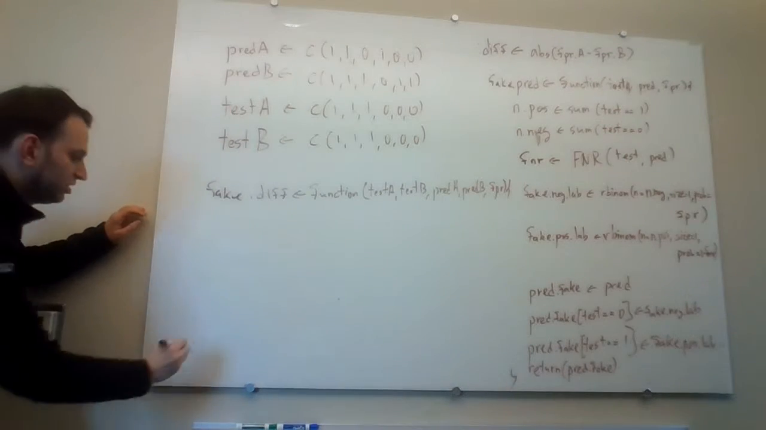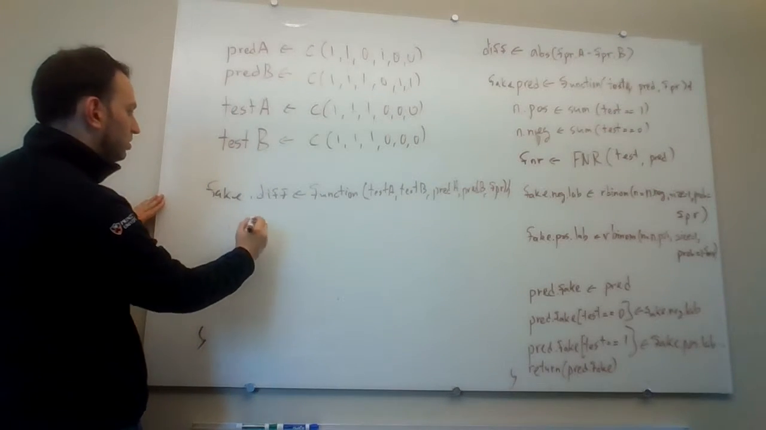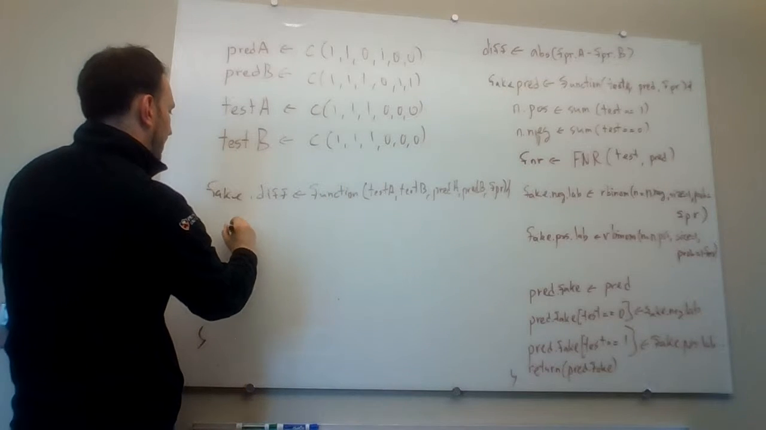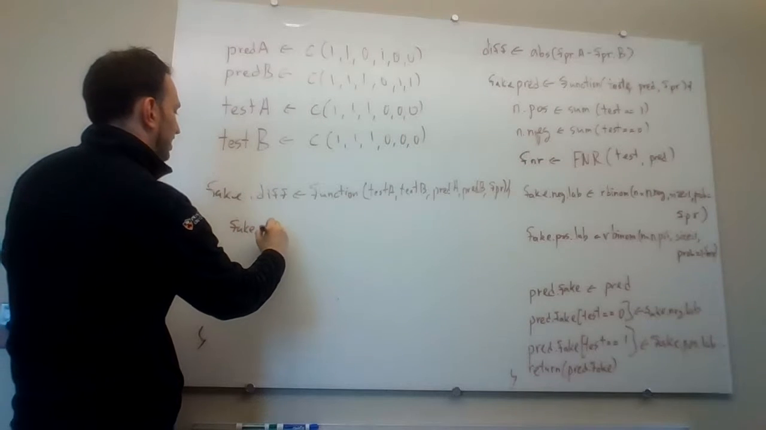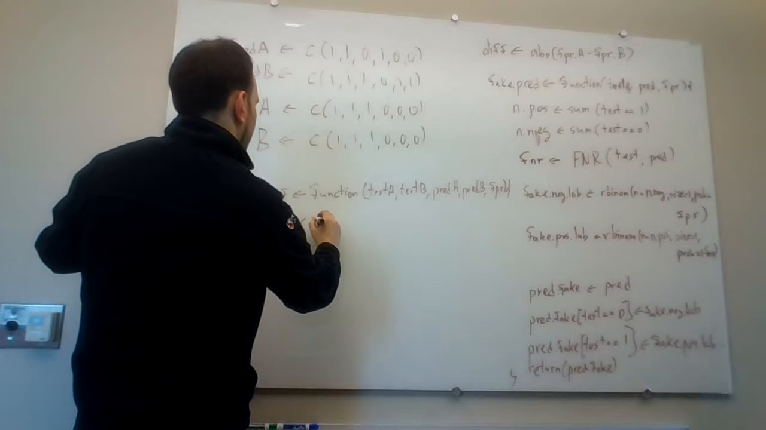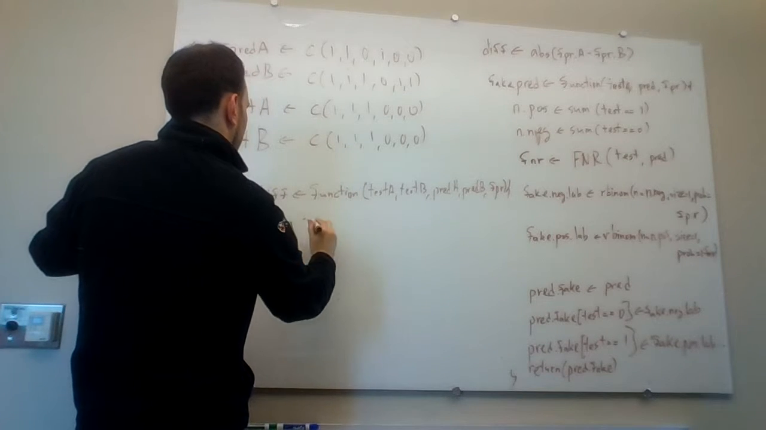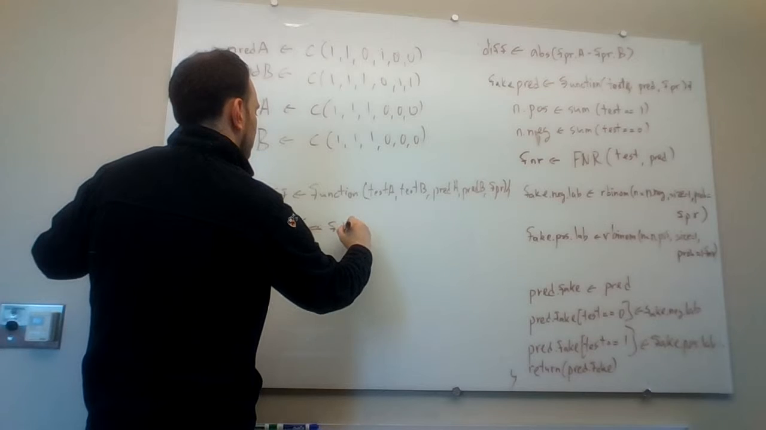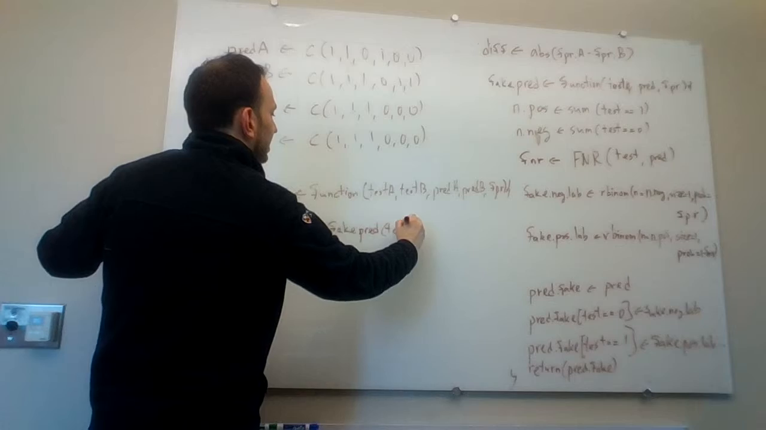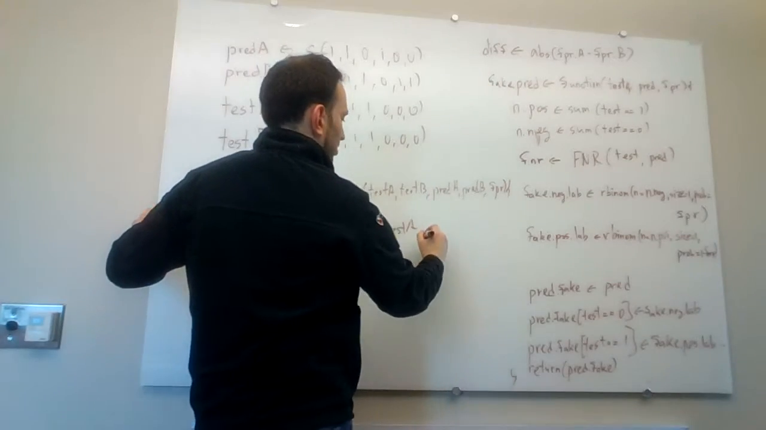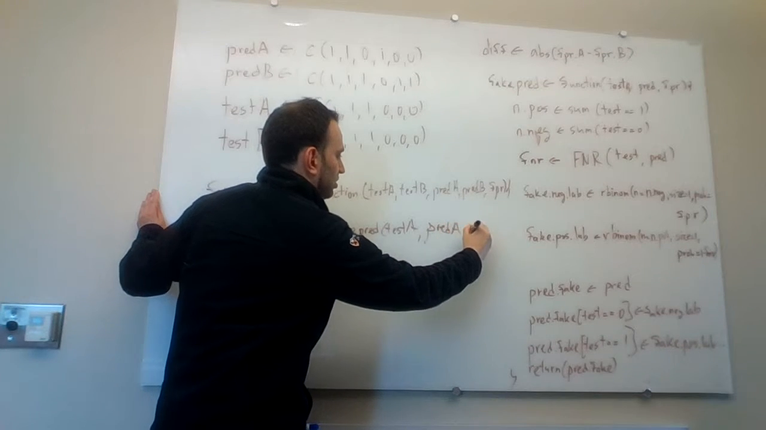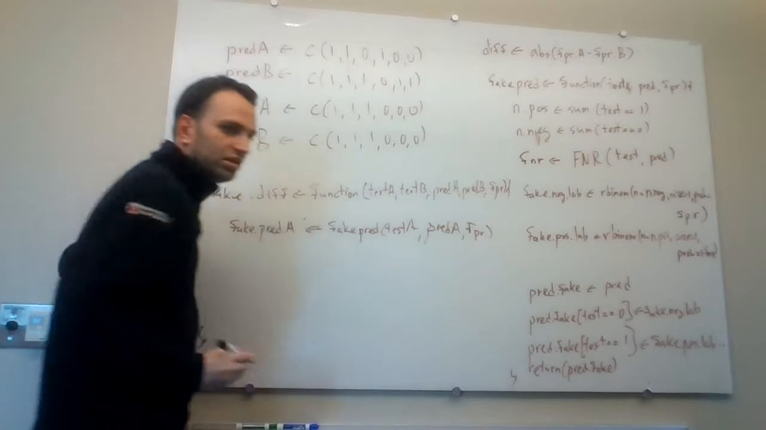Okay? So we're going to say, okay, all right, so we have the FPR. So we'll say fake pred A is going to be fake pred. And we're going to give it test A, and we're going to give it pred A, and we're going to give it FPR, like so.